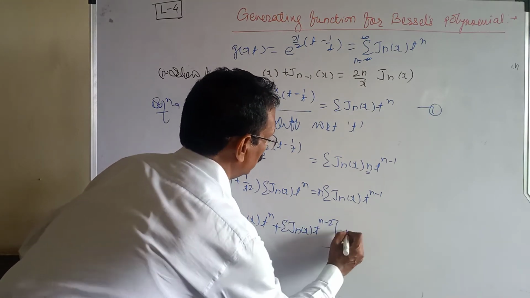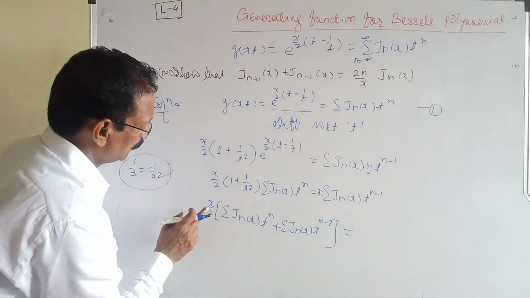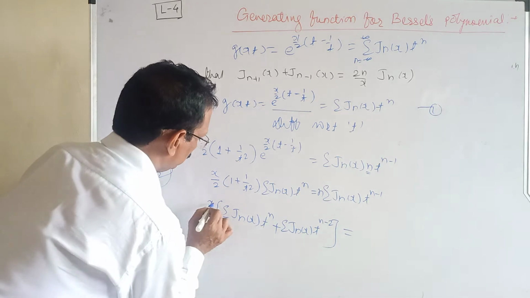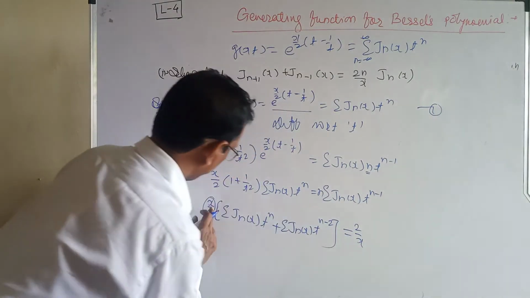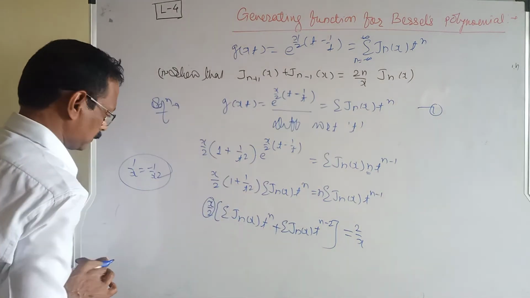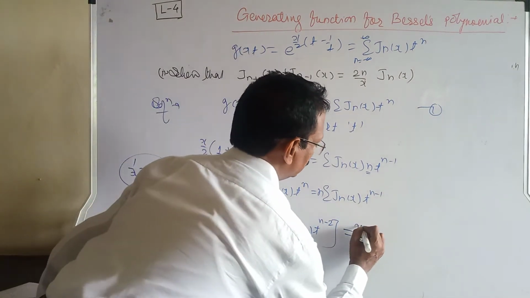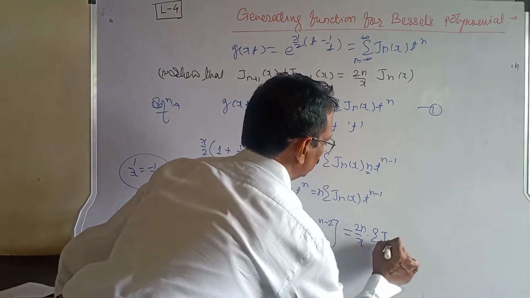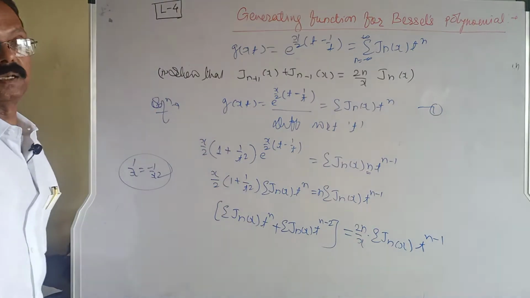So this term is equal to, what we have to do here? Transfer this x by 2 to that side. So x by 2 becomes 2 by x. So we have this term: 2 by x, n as it is, into summation of Jn(x) into t raised to n minus 1. So this is the next term here.